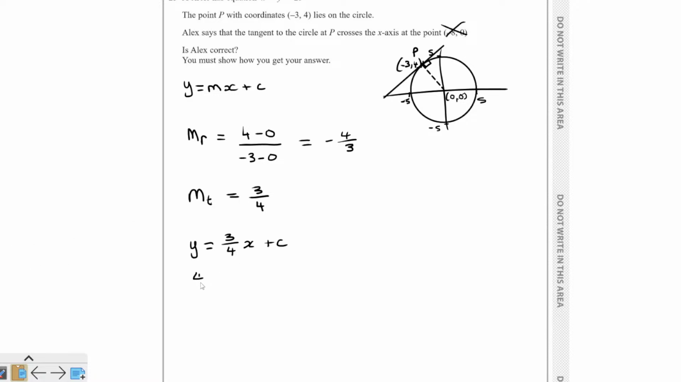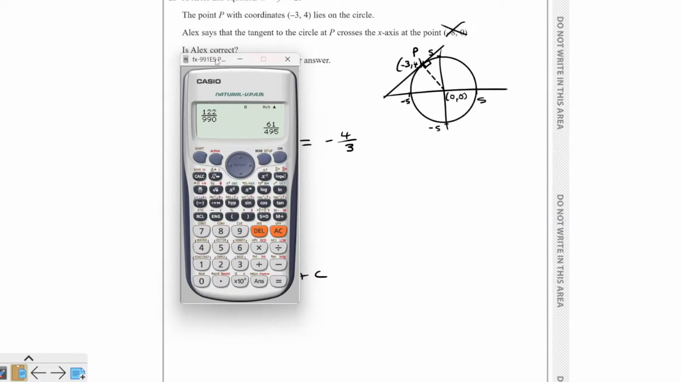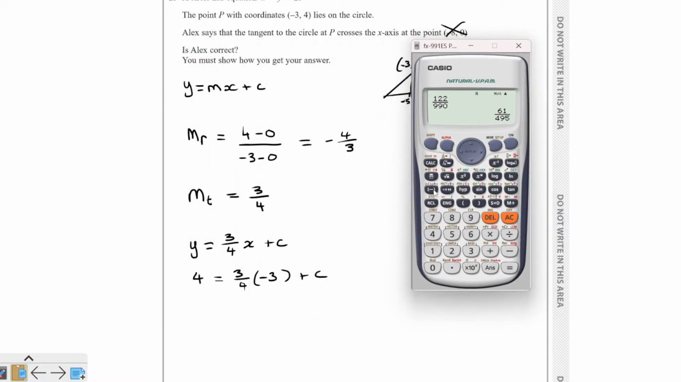So just make sure you get it the right way around. Obviously y is 4/3 times by negative 3 plus c. Let's just multiply that. Obviously minus 3 times 3/4 should be negative 9 over 4. Yep, negative 9 over 4. And then I would add that, wouldn't I? Because it's a negative, I need to add that.